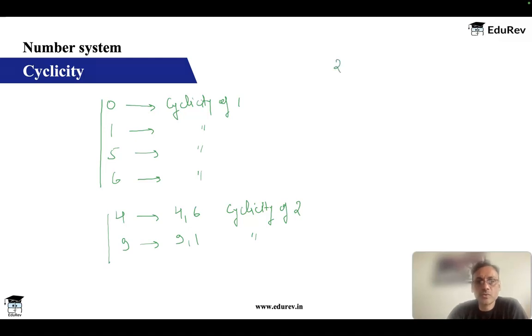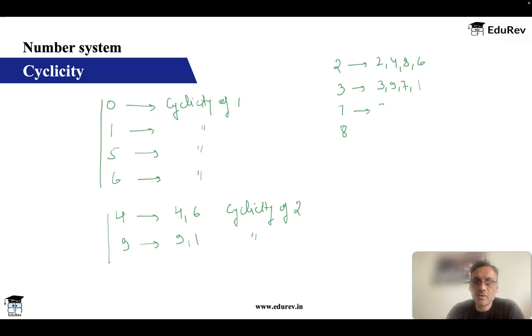And the remaining digits, what remains? 2, 3, 7 and 8. All these have cyclicity of 4. If you see 2, 2 to the power 1 is 2, 2 square is 4, 2 cube is 8, 2 to the power 4 is 16, 2 to the power 5 is 32, which is again 2. So you get back to 2. Similarly 3 to the power 1 is 3, 3 square is 9, 3 cube is 27, 3 to the power 4 is 81, and I told you when you have 1, cyclicity will automatically start. 3 to the power 5 is 243, which is again 3.